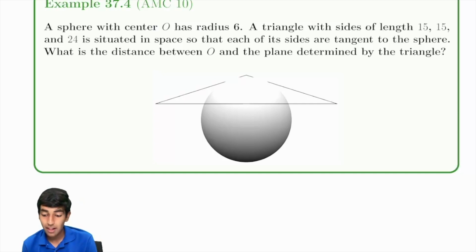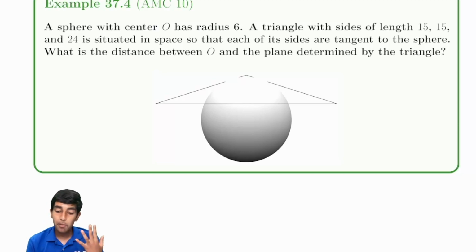A triangle with sides of length 15, 15, and 24 is situated in space so that each of its sides are tangent to the sphere. What is the distance between O and the plane determined by the triangle?